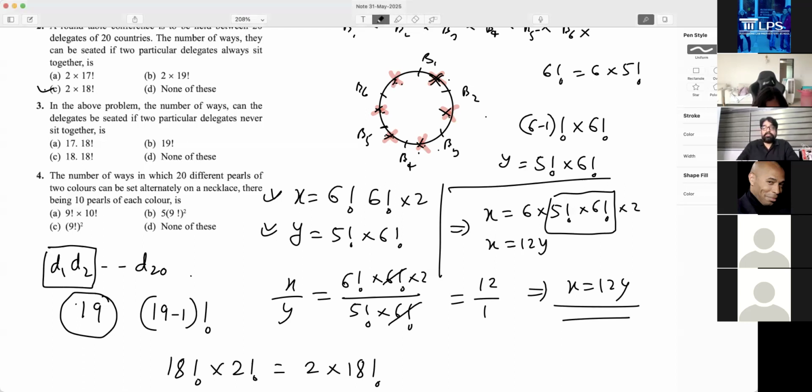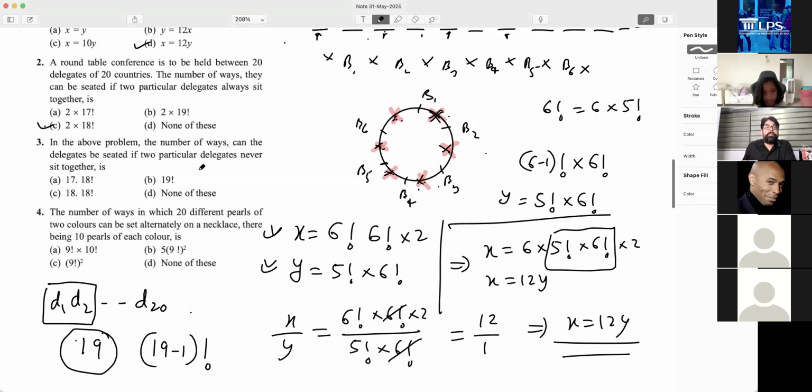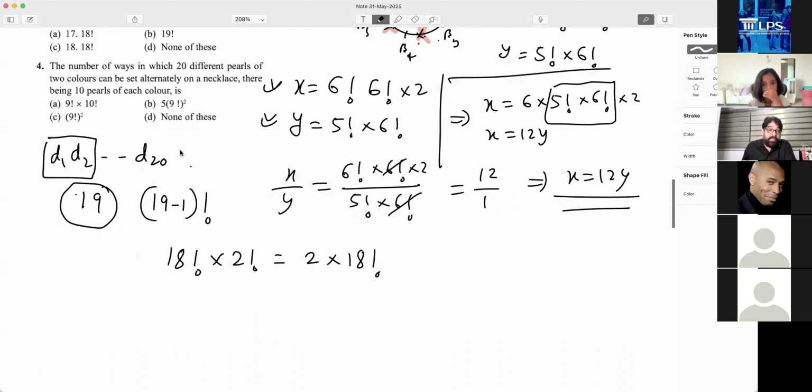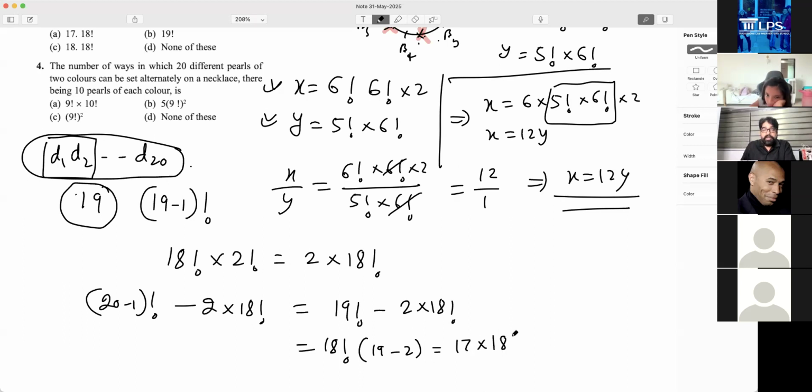Okay, let's go ahead without wasting time. In the above question, in how many ways can the delegates be seated if two particular delegates are never seated together? By a simple idea, it is the total number of arrangements minus this. The total arrangement, how many? If there is no condition, that will be 20 minus 1 factorial, minus 2 into 18 factorial. So this is 19 factorial minus 2 into 18 factorial. 19 factorial we can write as 19 into 18 factorial, so I can take 18 factorial common. Here 19 minus 2 will be left, so that will be 17 into 18 factorial.